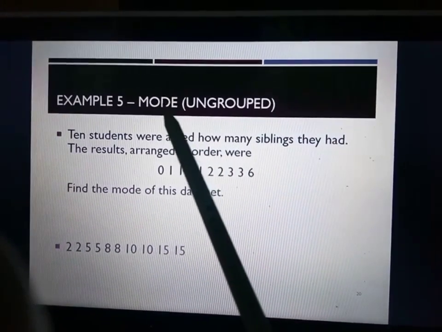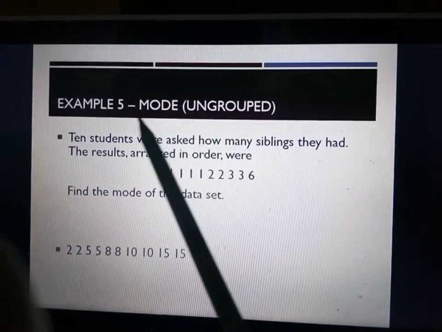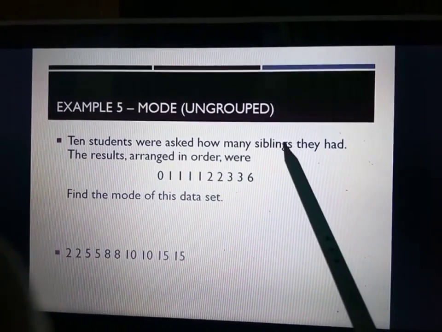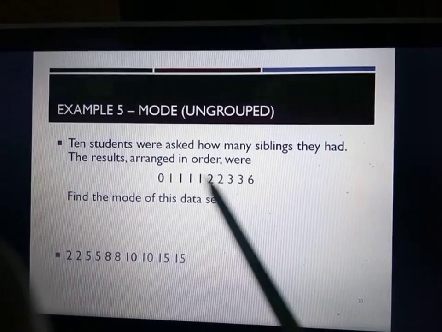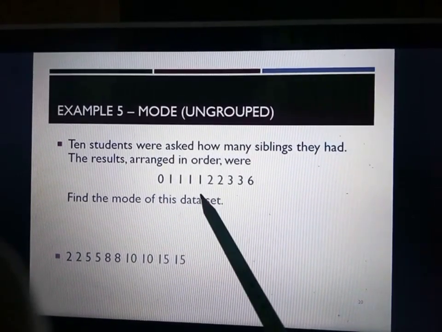Okay, example 5, mode for ungrouped data. Ten students were asked how many siblings they had. The results, arranged in order, were as given. Now find the mode of this data set.